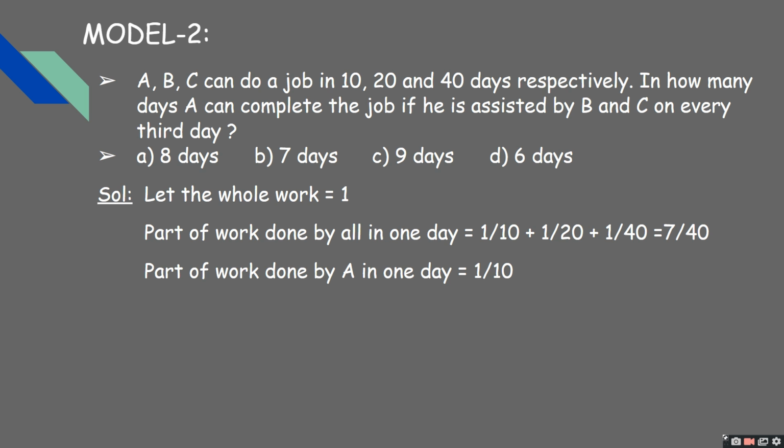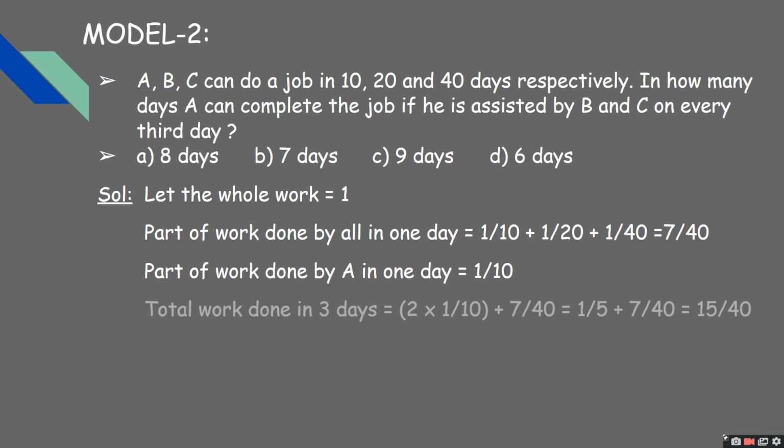Now, we calculate the total work in 3 days because for every 3 days, the part of the work is the same. Hence, work done in 3 days is the sum of work done by A alone in 2 days and work done by A, B, C on the third day. That implies 2 by 10 plus 7 by 40, which gives 15 by 40, that equals 3 by 8. So, in 3 days, work done is 3 by 8.